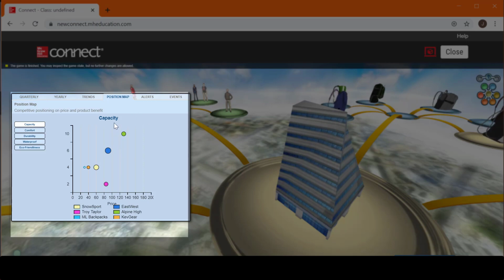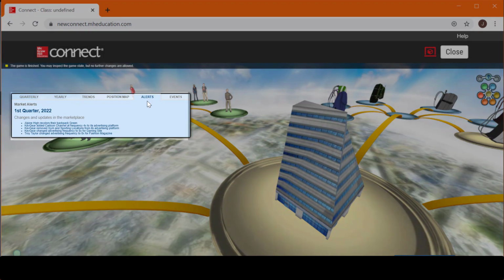You'll get a positioning or perceptual map that shows how people are perceiving your backpack to be. The larger the circle, the more backpacks being sold, and you can check on all the different characteristics that target markets were looking for and see if you're being perceived as having that characteristic.